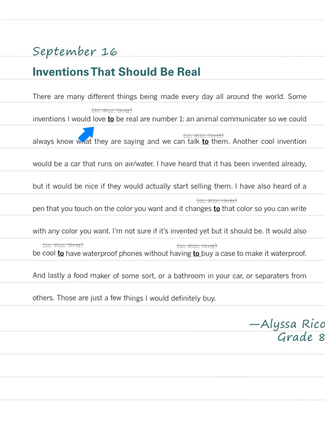Some inventions I would love so be real. What? No, that doesn't work, does it? Let's try the next one. Some inventions I would love also be real. No. So let's try the last proof. Some inventions I would love 3 be real. Doesn't work either, does it? So we can cross all 3 proofs out, and we know it's the word to.